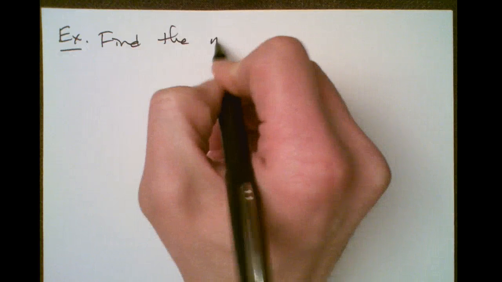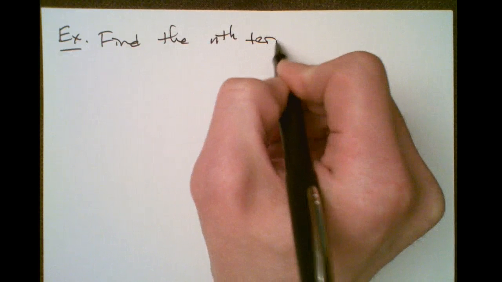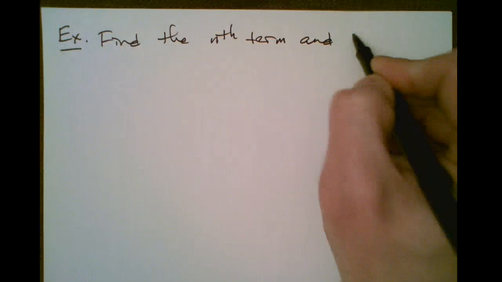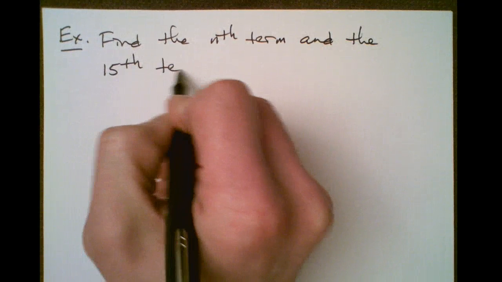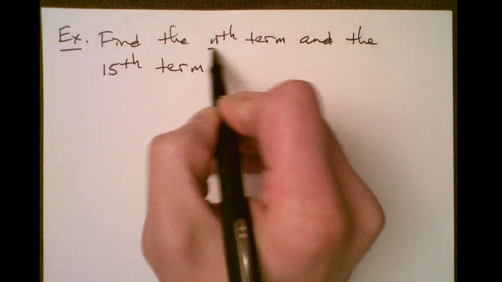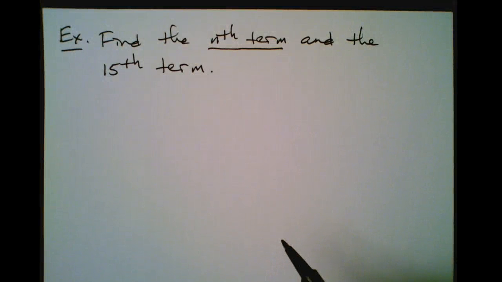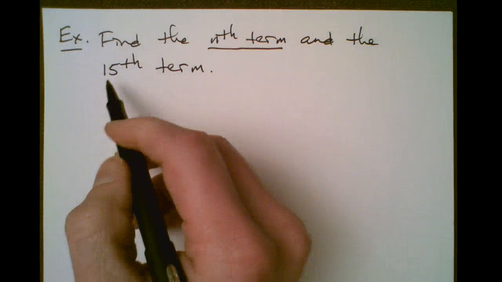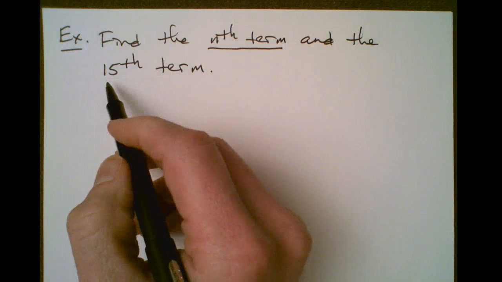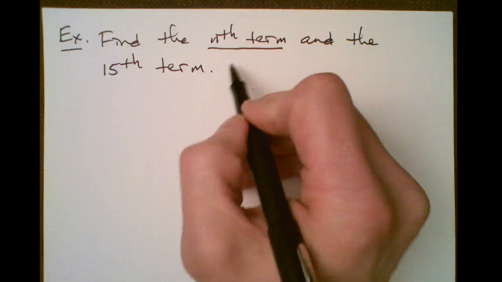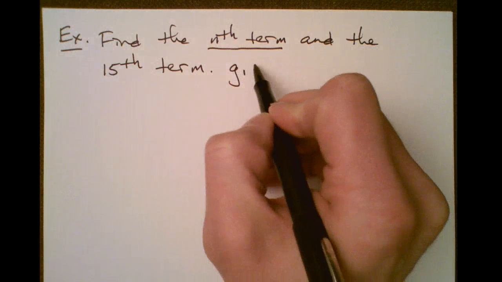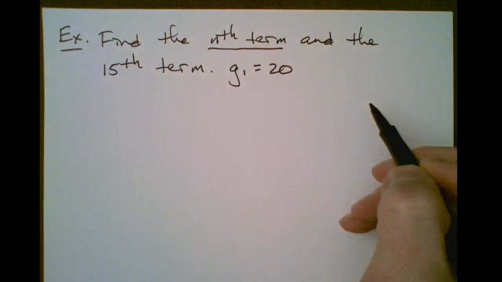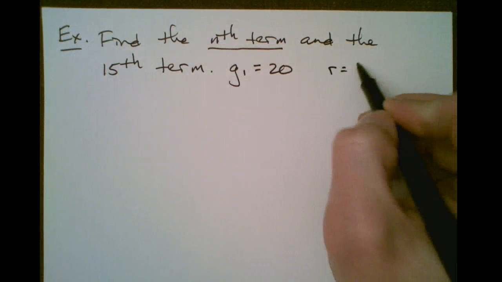Let's find the nth term and the 15th term. Okay, so remember, the nth term, really, this is just a formula. And then once we find that formula, we're going to plug in 15 and find the 15th term. And we are given some other information: the first term is 20, and the common ratio is 1.05.